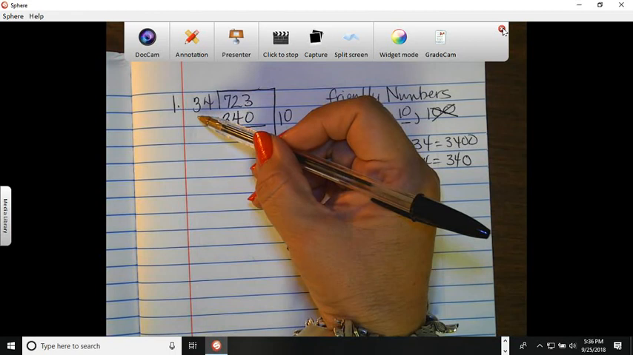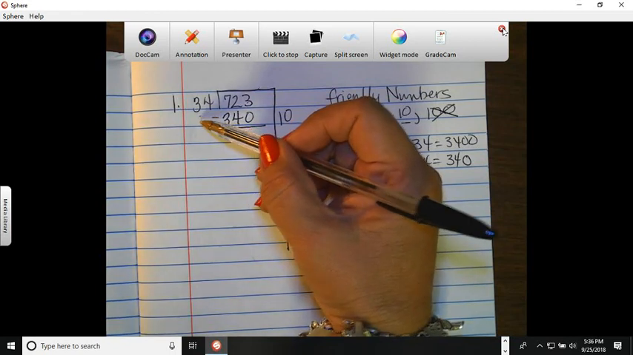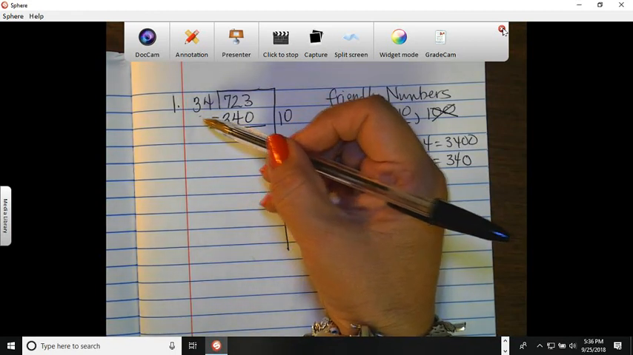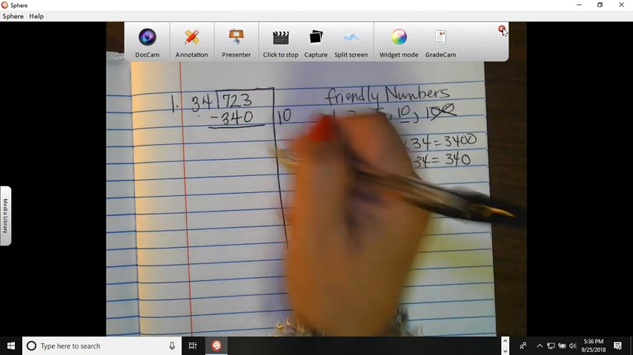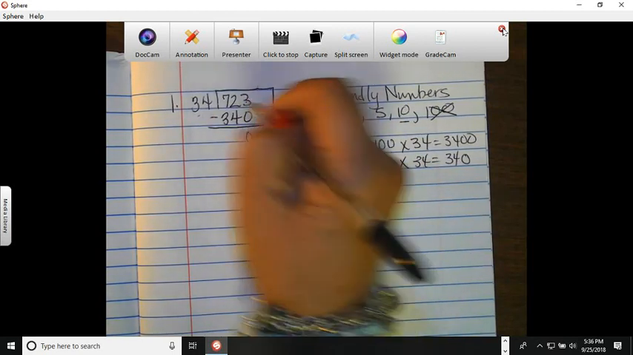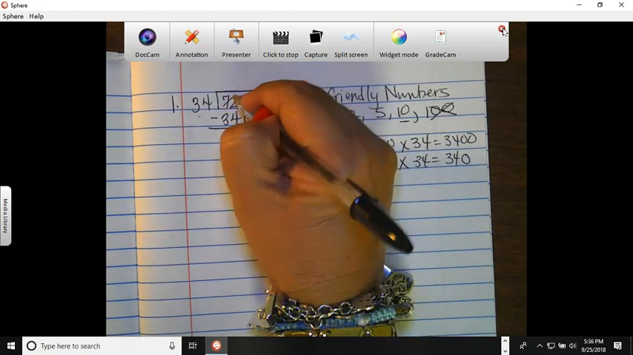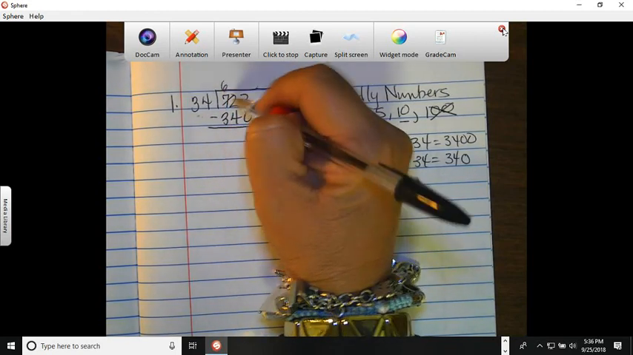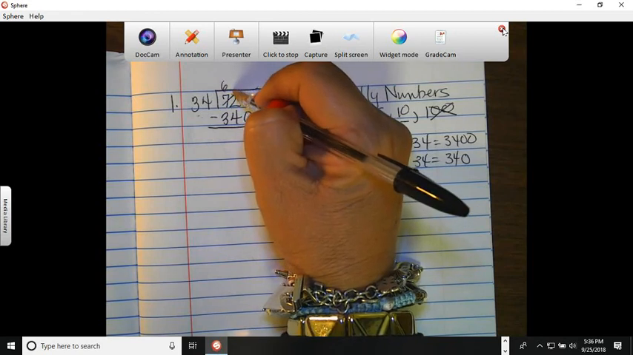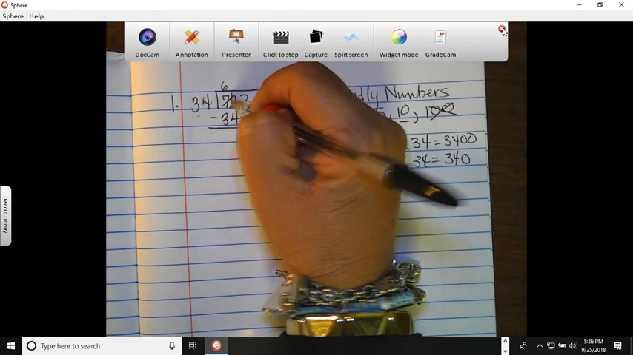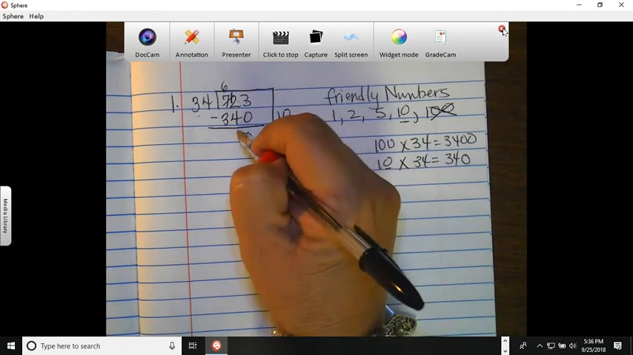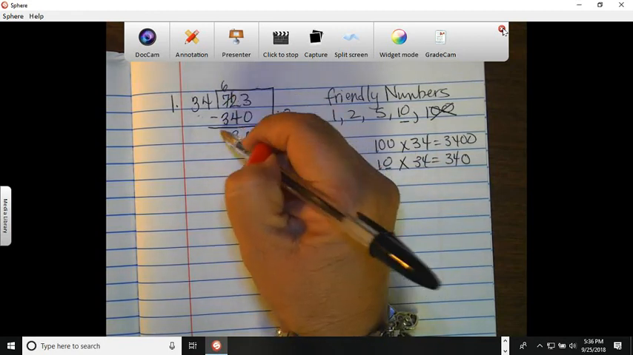My goal is to reduce the dividend to less than my divisor, which is less than 34, or to 0. So you want to get less than 34 or get to 0, as low as you can. 3 minus 0 is 0. I cannot take 4 out of 2, so I need to regroup. My 7 now becomes a 6, and so it is now a 12. 12 minus 4 is 8. 6 minus 3 is 3.